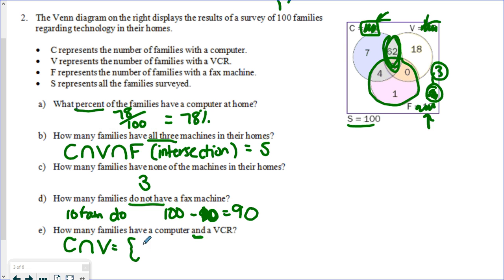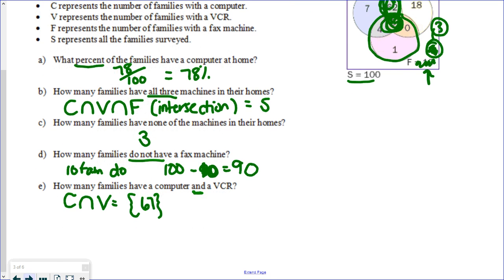So that's going to be 67 individuals or 67 families that have a computer and a VCR, because these people have a computer and a VCR, but also those ones at the triple intersection have a computer and a VCR. They also have a fax machine, but that doesn't really matter in the context of that question.